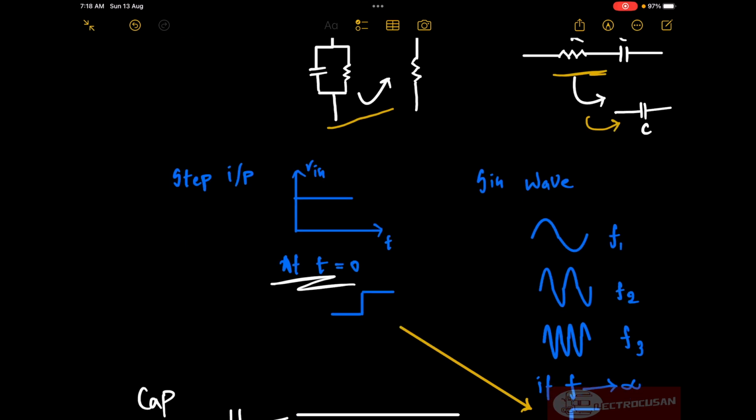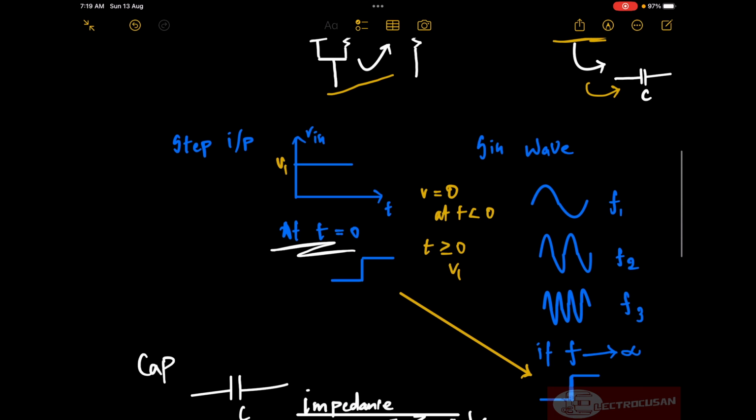Before that, I want you to know what a step input is. A step input is a function in which the value of the function will be 0 at time instances less than 0, and for time instances greater than or equal to 0, it has some constant value. Here I have assumed it to be V1 volts. Okay, this is the step input.